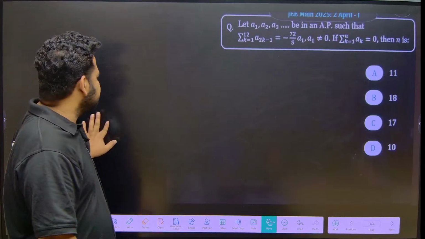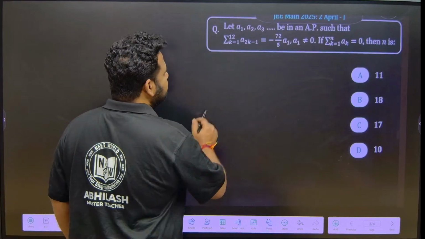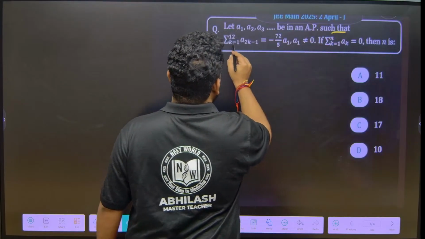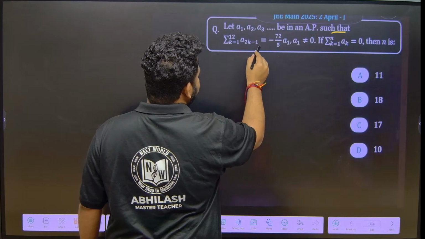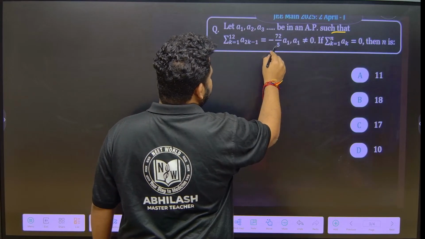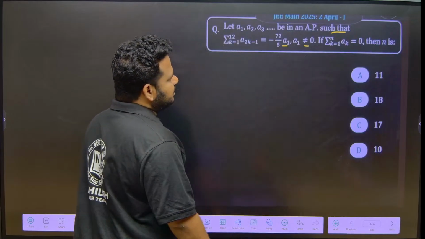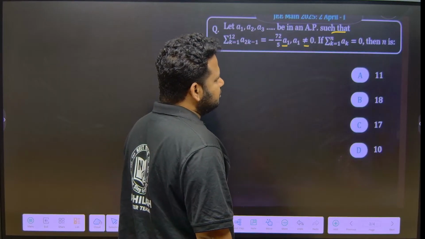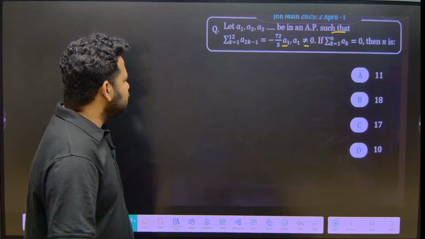So here what they are telling is, let A1, A2, A3 be in an AP such that summation of k from 1 to 12 of a of 2k minus 1 is equal to minus 72 by 5 times a1, where a1 is not equal to 0. Then if summation of k to n, ak is equal to 0, then n is equal to what? So here they are asking us to find the value of n. So let us take this first.